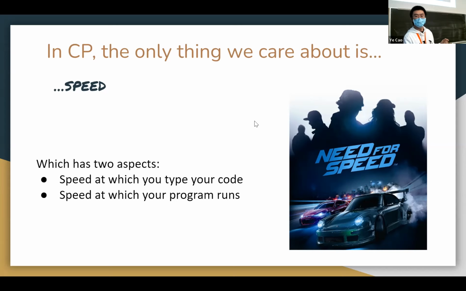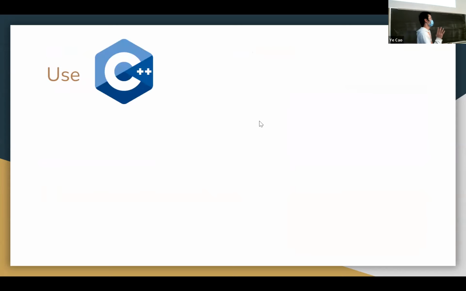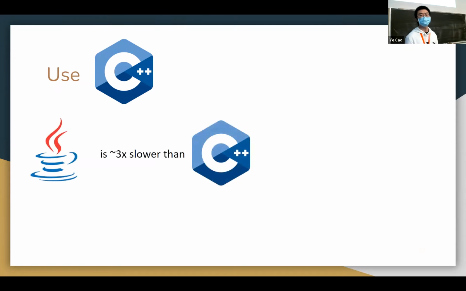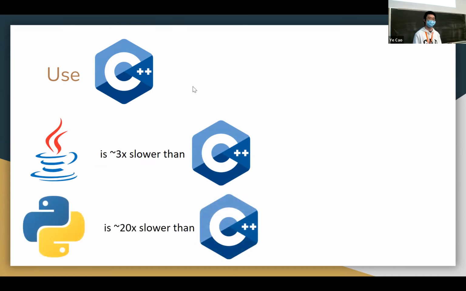Now, with that in mind, the first question you want to ask yourself is what language you want to use. And the answer is almost always, with some caveats, C++. Why? Because C++ is pretty much the fastest language out there. Compared to Java, it is 3 times faster, and compared with Python, it is about 20 times faster. So C++ is definitely your go-to language.